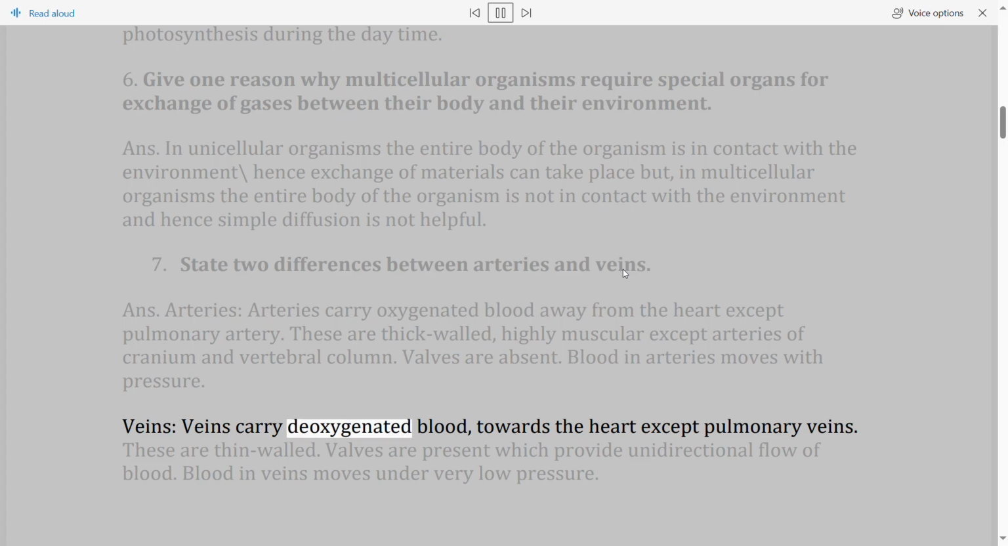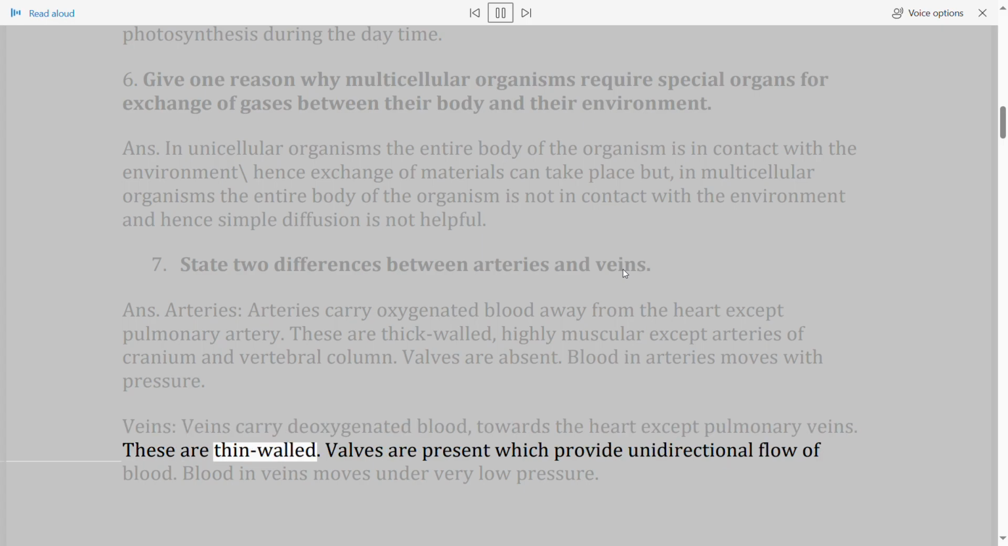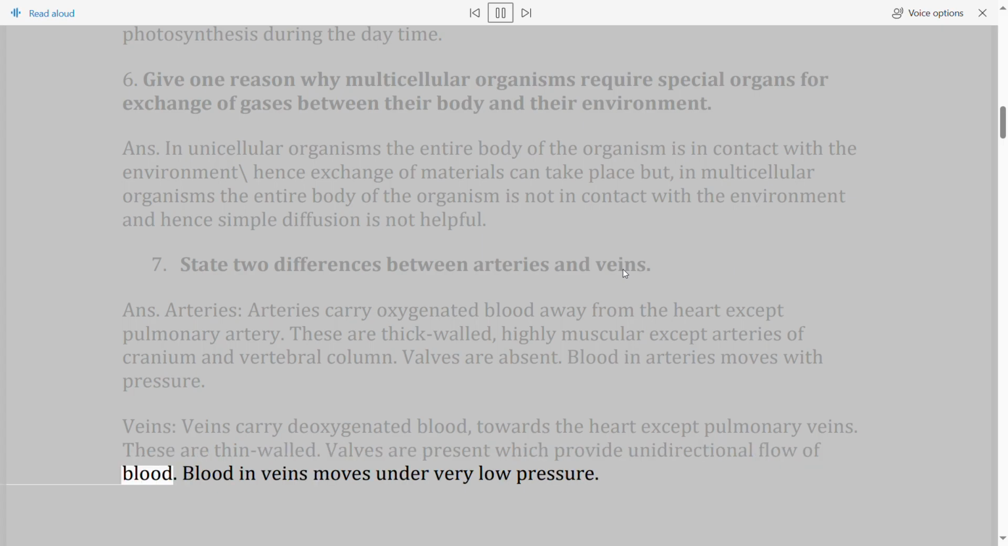Veins carry deoxygenated blood towards the heart, except pulmonary veins. These are thin-walled. Valves are present, which provide unidirectional flow of blood. Blood in veins moves under very low pressure.